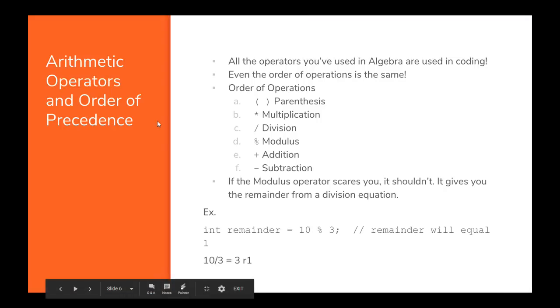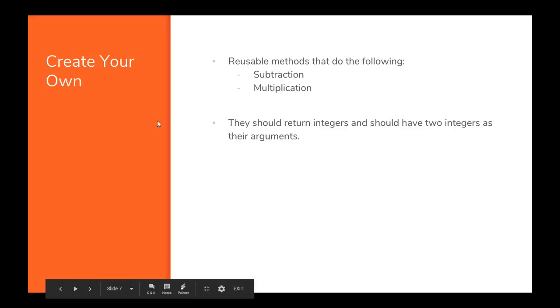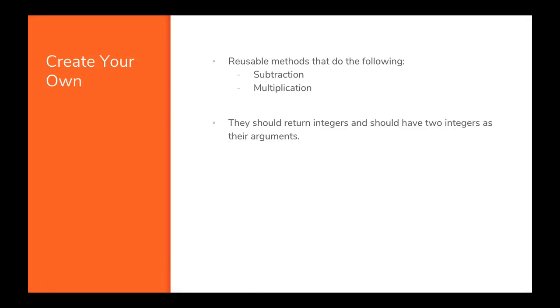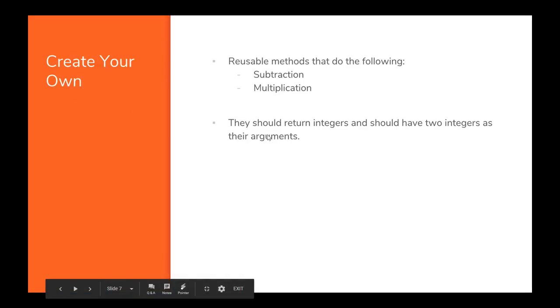So your next steps are going to be to create 2 reusable methods that do the following: subtracts one number from another and multiplies one number by another number. These both should return integers and should have 2 integers as their parameters. Arguments is not the correct word. It's a parameter. Okay, so I will see you guys shortly.